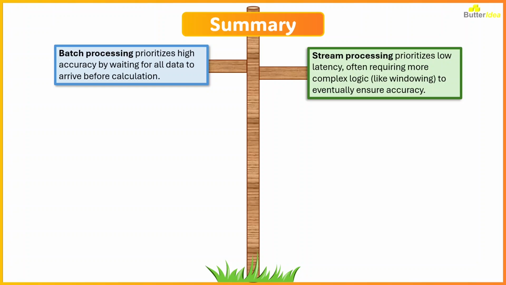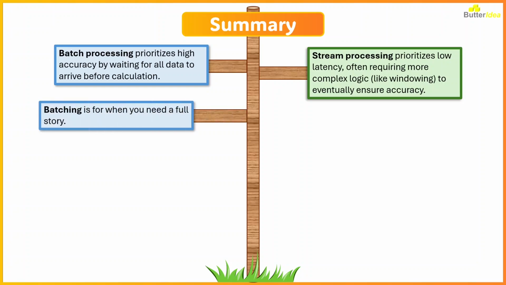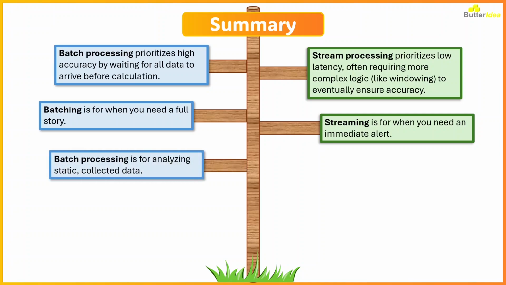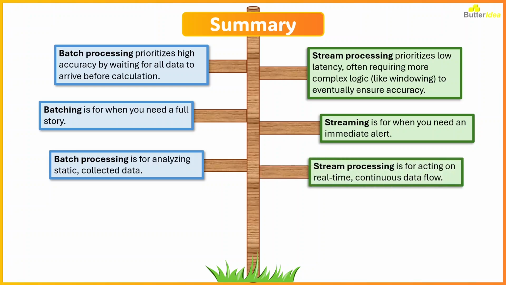You can think of it this way. Batch processing is for when you need the full story, a complete picture of what happened. Streaming is for when you need an immediate alert to act the moment something occurs. Batch processing focuses on analyzing static, collected data, information that's already at rest. Stream processing acts on real-time, continuous data flow, information that's constantly moving.